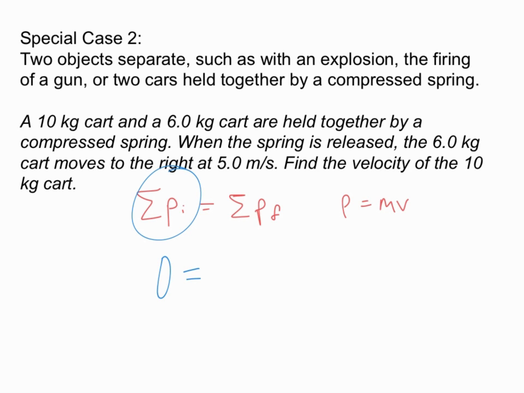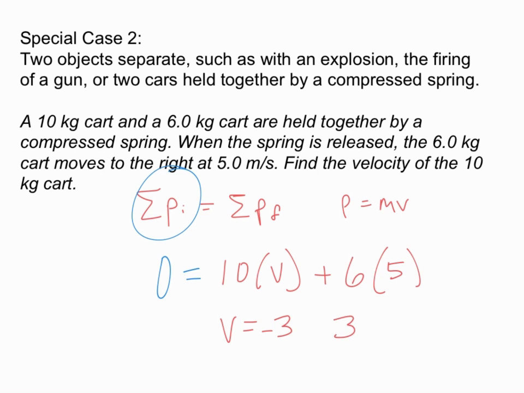And then the other side of the equation, we have a 10 kilogram cart that's moving at some unknown speed, that's what we're trying to find. And then we have the 6 kilogram cart traveling at 5. And so when we go through and do the algebra here, we find that the velocity of the 10 kilogram cart is 3, but it's 3 backwards, because this comes out to be -3.